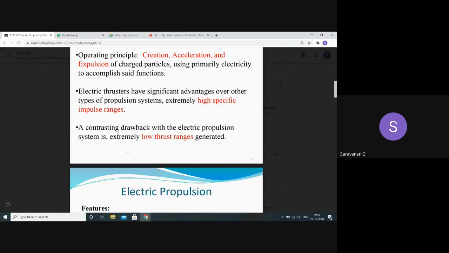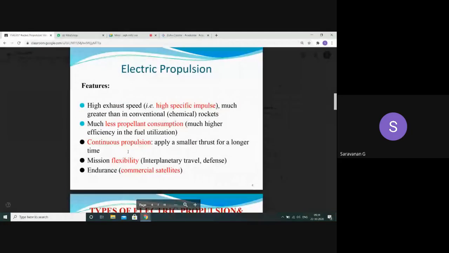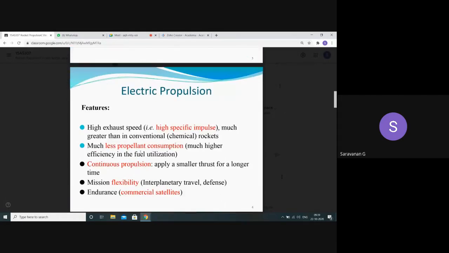Then with respect to the electric system, the important features are like high exhaust speed. I already told you we have high specific impulse, much greater than in conventional chemical rockets. That is the major feature. Much less propellant consumption, and fuel utilization is much higher. But propellant consumption is less. Those are two different concepts.